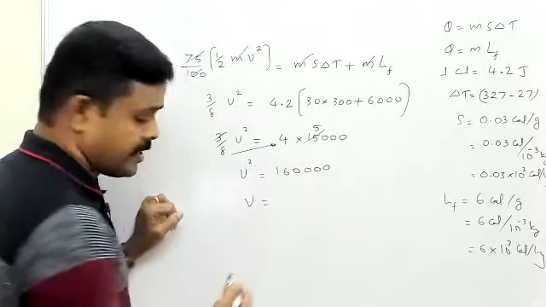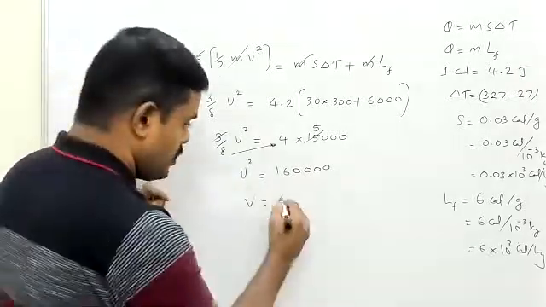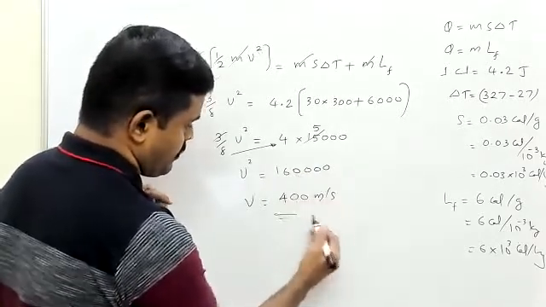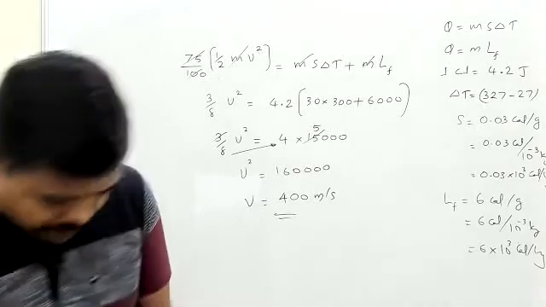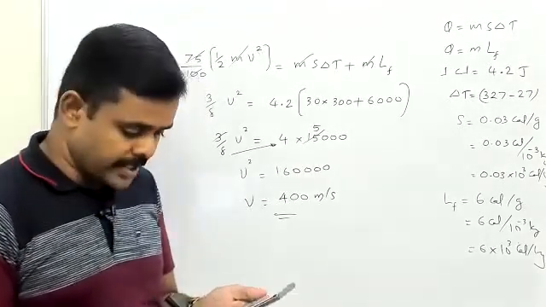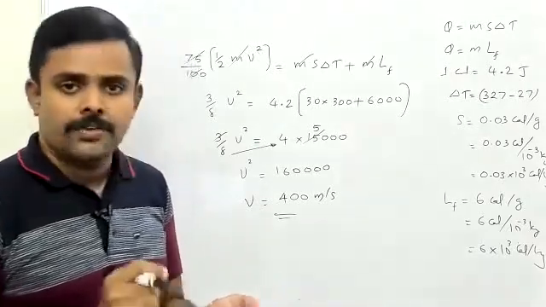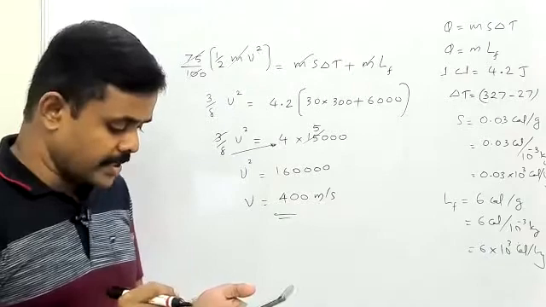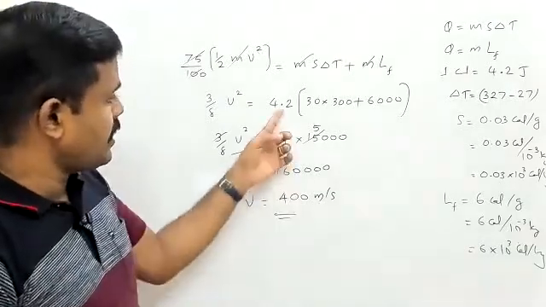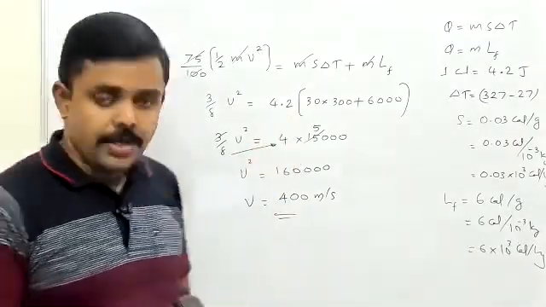So I can get V if I take square root of this. Square root of 16 is 4. And then for 4 zeros, I have 2 zeros, 400 meter per second. And the options given are 410 meter per second, 1230, 307.5, none of these. The closest one is 410 meter per second. So the answer is option A. We got it a little different because we had approximated. 4.2 was taken as 4. So the correct answer is option A.